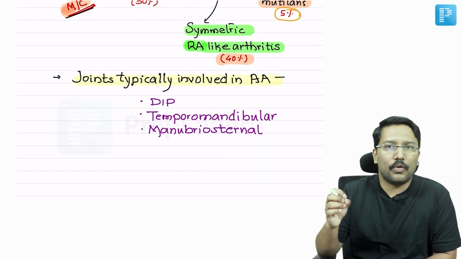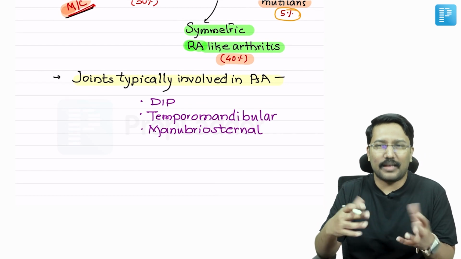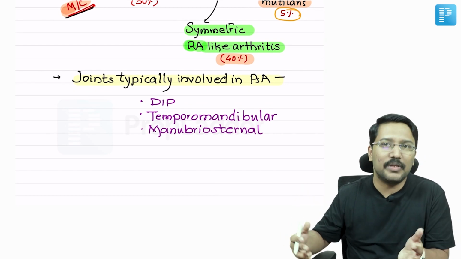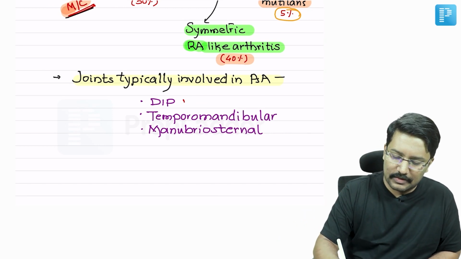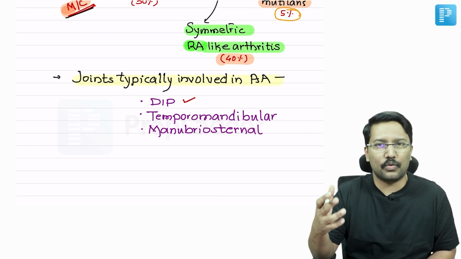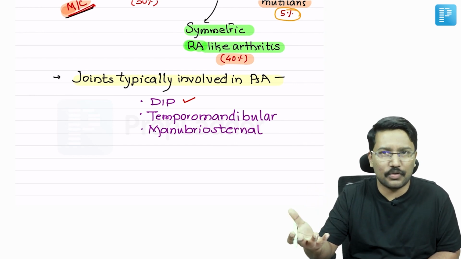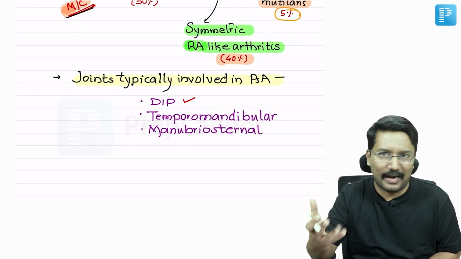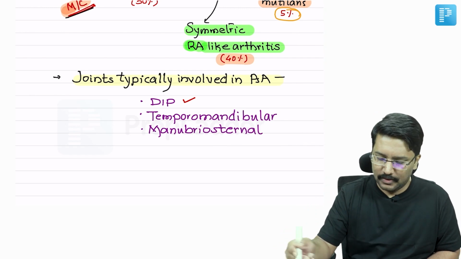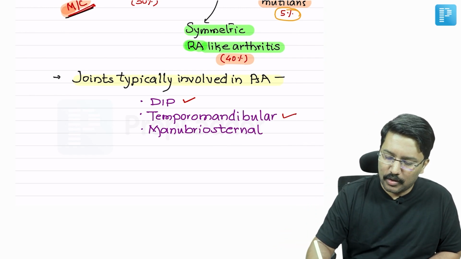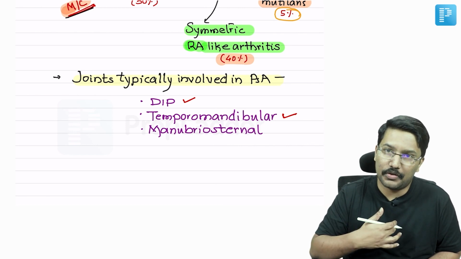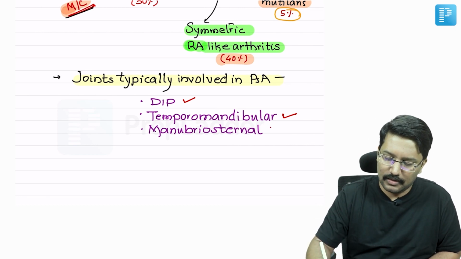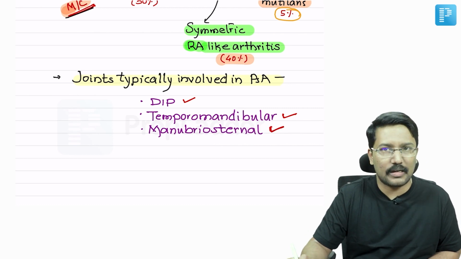Joints typically involved in psoriatic arthritis, which are not characteristically seen in other joint disorders, right? The first one is the distal interphalangeal joint. The only other close differential diagnosis I would think of is osteoarthritis, the nodular hand osteoarthritis. Other than that, temporomandibular joint involvement is also very characteristic, and manubriosternal joint involvement is also very characteristic, right? So these 2 I want you to particularly remember.